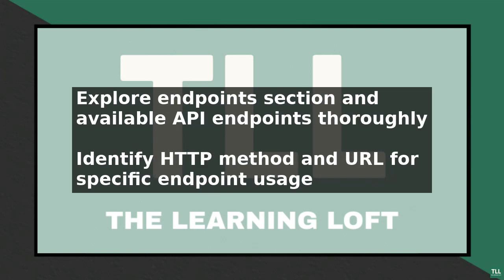To decode a specific endpoint, start by identifying the HTTP method and URL. Then, review the parameters section to understand what data is required and how it should be formatted. Finally, examine the response format to determine how the API will return the data.